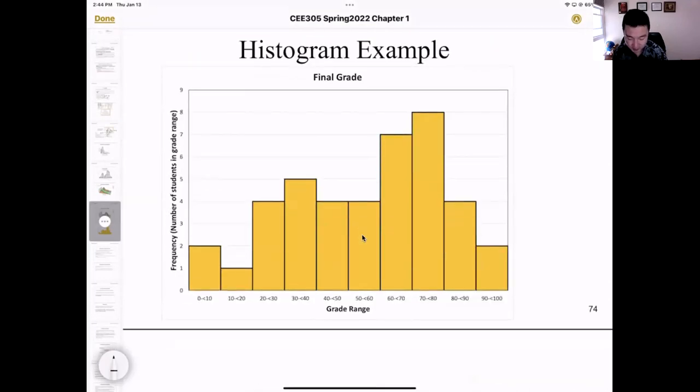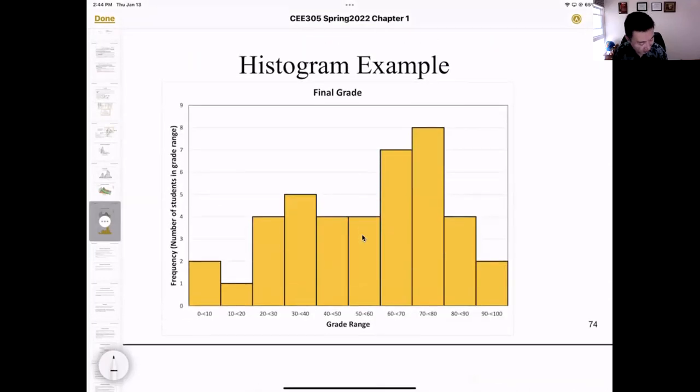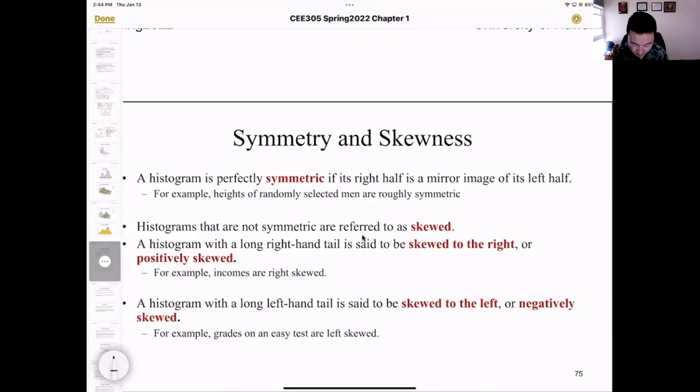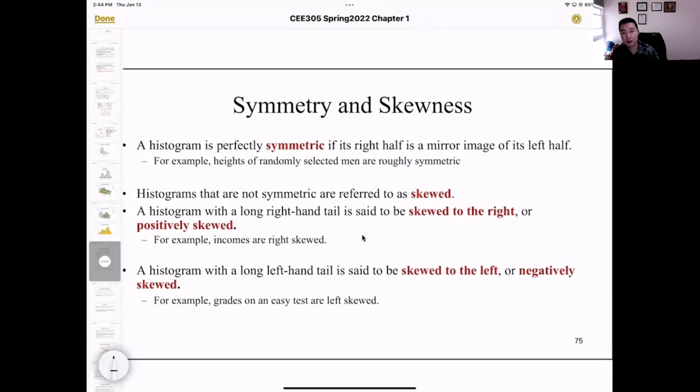And this is a histogram of a final grade for one of the final exams. Okay, we can plot that. So it looks like we have 3 peaks. Histograms can be used in many different situations. So we talk about skewed to the right, or symmetrical. A histogram is perfectly symmetric if the right half is a mirror image of its left half.